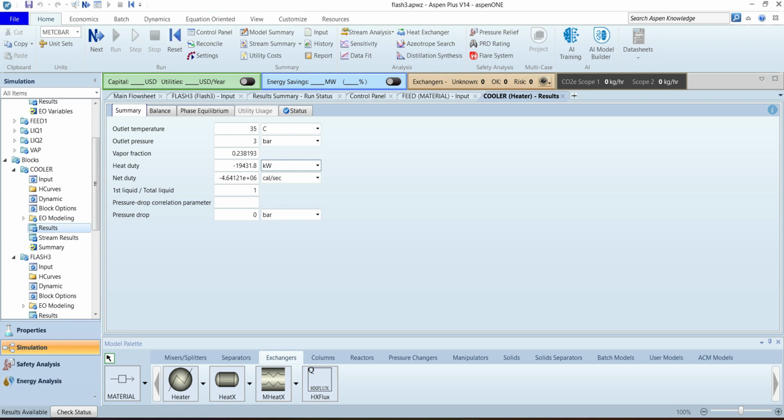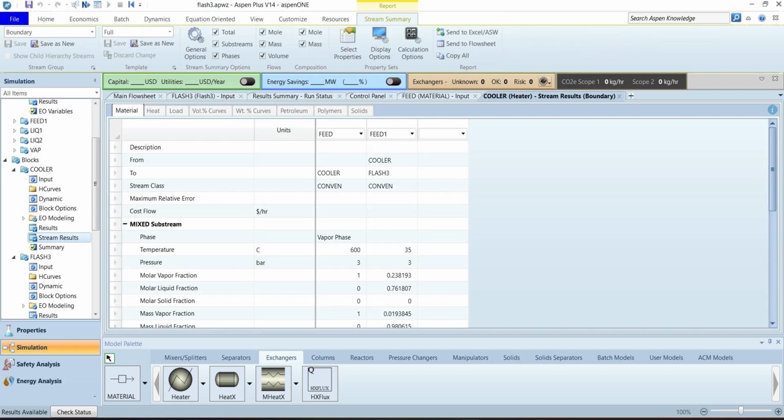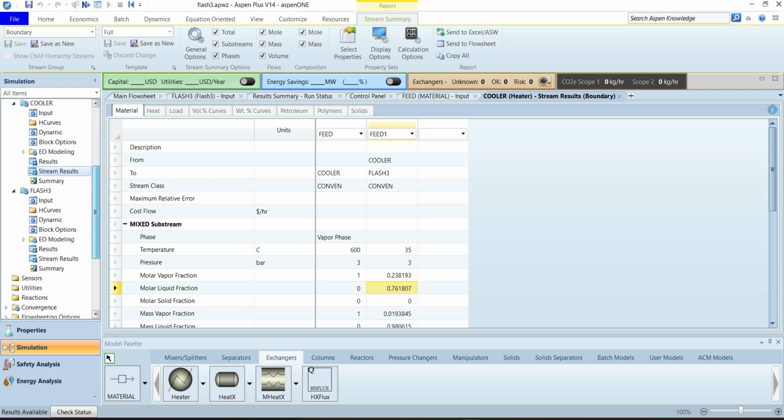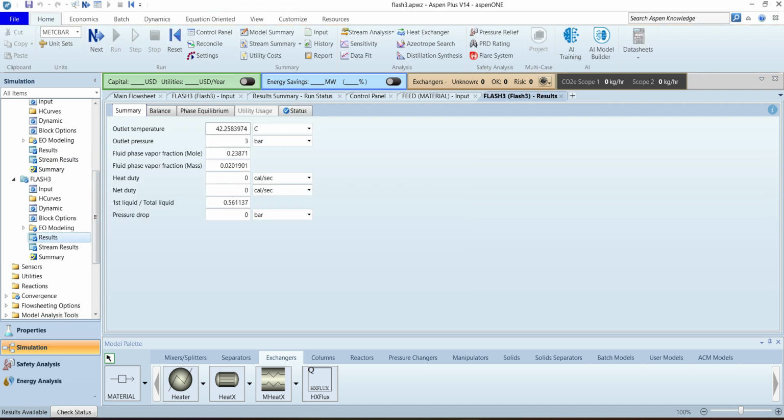So cooler duty is 19,431.8 kilowatt and the vapor fraction is 23%. So 0.23, 23% of the feed that was initially in the vapor phase is now reduced to a vapor-liquid equilibrium phase. So at the discharge of the cooler block, there should be 23% vapor and the remaining 76.1% liquid. Let's proceed to the results of the Flash3 block.